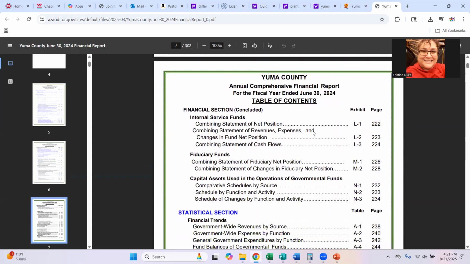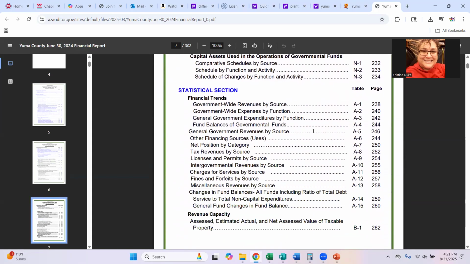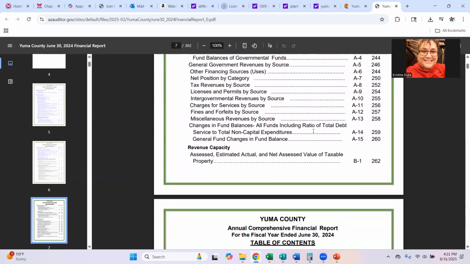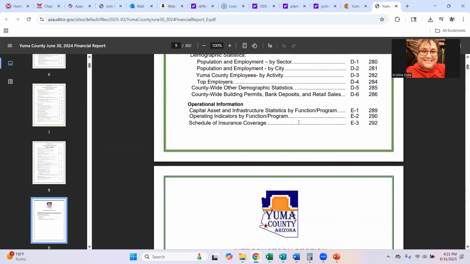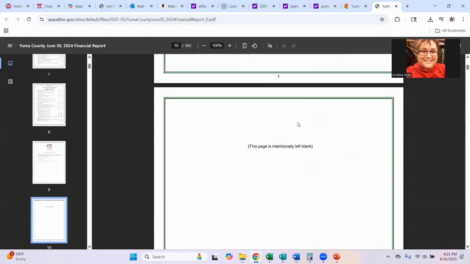And so they should have, here's our statistical section. So you can see how everything is just all spelled out for you. And it is quite a bit, okay? There is going to be so much in here. So here is their letters.